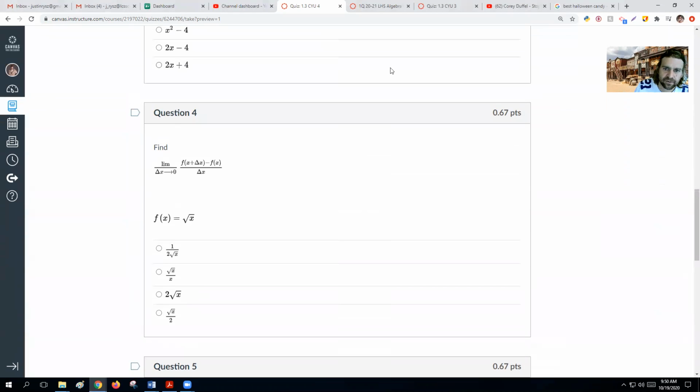So if I was going to do the square root here, I would have the limit as delta x approaches 0 of, okay, this would be the square root of x plus delta x minus the square root of x all over delta x. I just replaced everything with the x plus delta x, then put a minus sign, put the function, and then put it all over delta x. Now, when we have square roots, we need to multiply by the conjugate. That's how we get rid of the square roots.